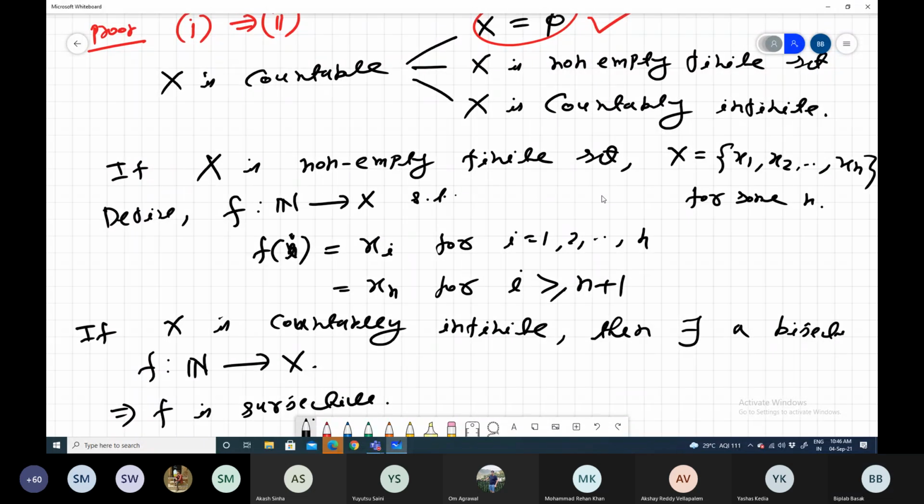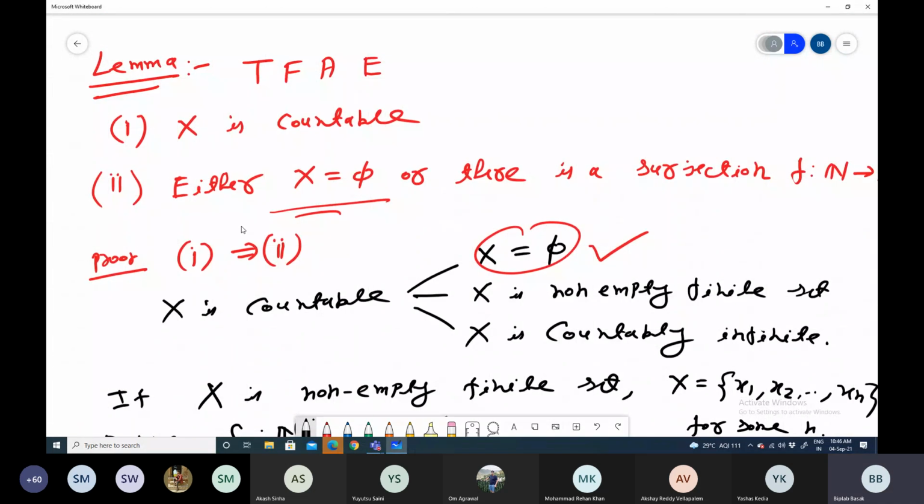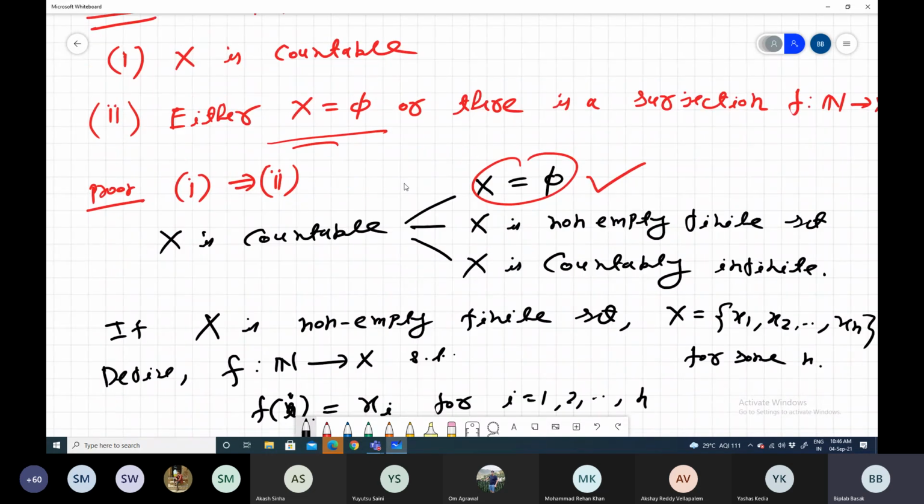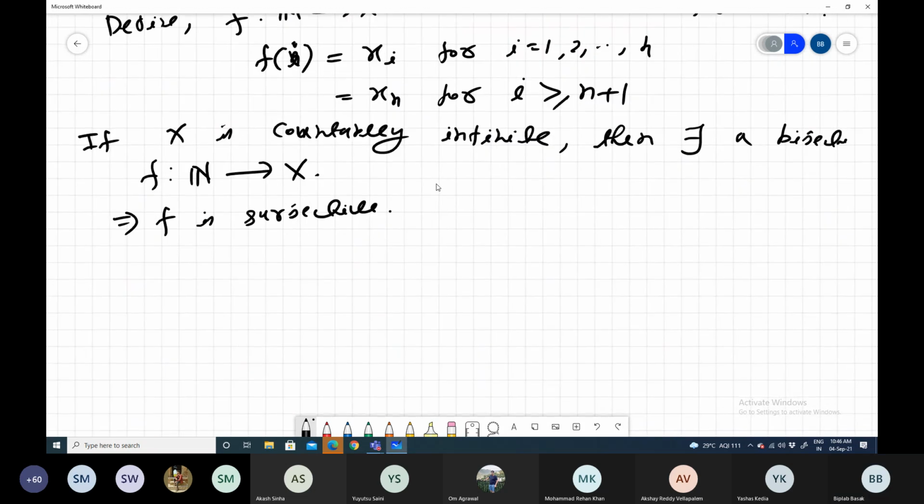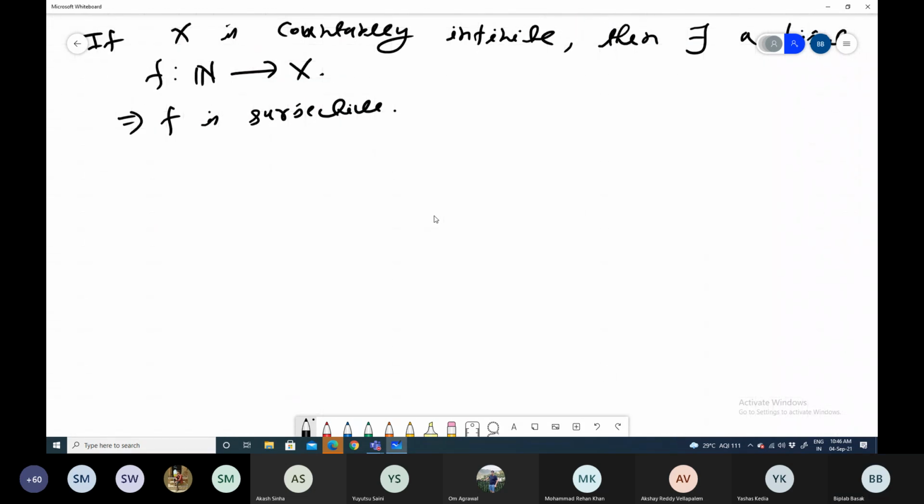Okay. Now we move to the next one. So second to first. So assume that X is empty or there is a surjection, then we prove that X is countable. Ask me if you have any doubt. So 2 implies 1.